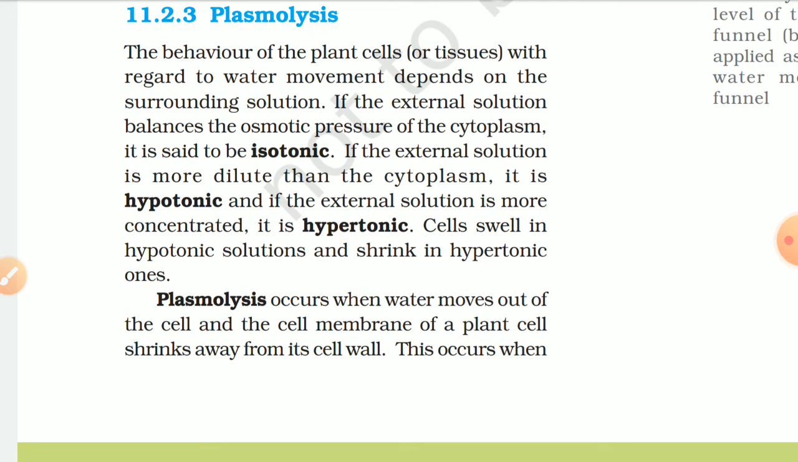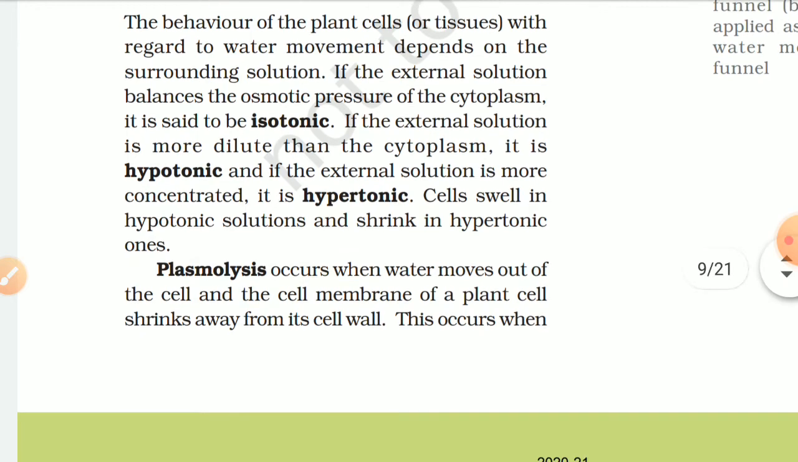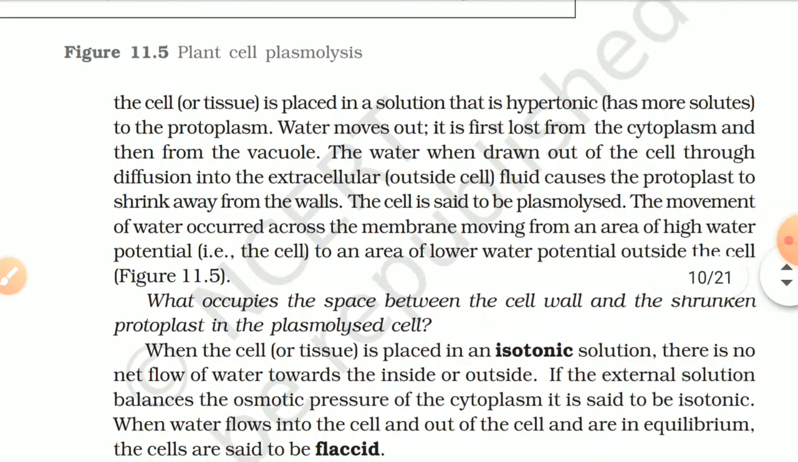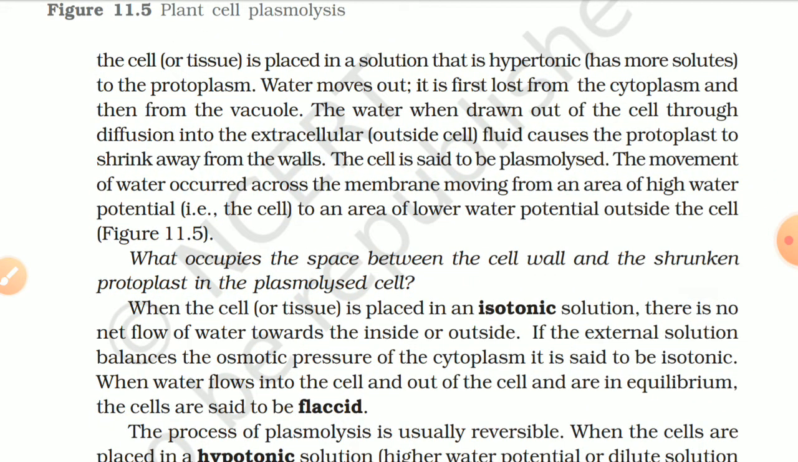Plasmolysis occurs when water moves out of the cell and the cell membrane of a plant cell shrinks away from its cell wall. This occurs when the cell or tissue is placed in a solution that is hypertonic, has more solutes than the protoplasm. Water is first lost from the cytoplasm and then from the vacuole. The water, when drawn out of the cell through diffusion into the extracellular fluid outside the cell, causes the protoplast to shrink away from the walls. The cell is said to be plasmolysed.